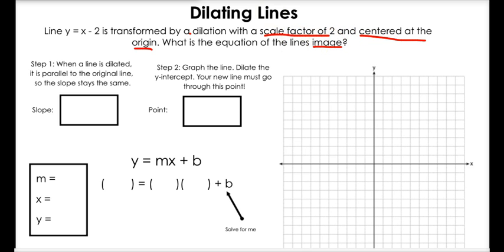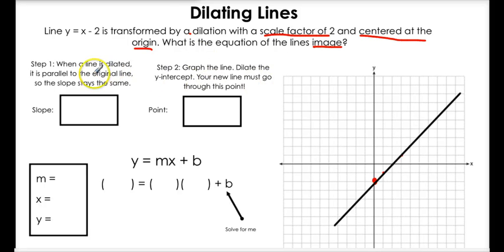The way to do this is simple. Start by graphing your original line. So y equals x minus 2. What that means is that our y-intercept is negative 2. All right, and our slope is 1, so it's going to go up 1 over 1, up 1 over 1, up 1 over 1, and so on. So we graph that line. Let me just graph this nicely. I want it to be pretty for you guys. So you start by graphing your line.